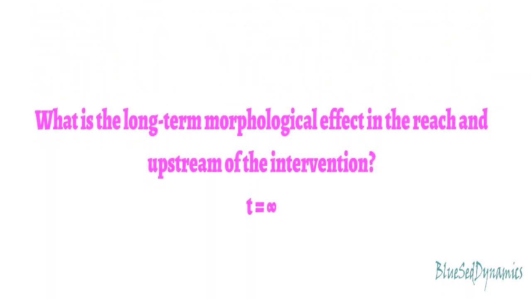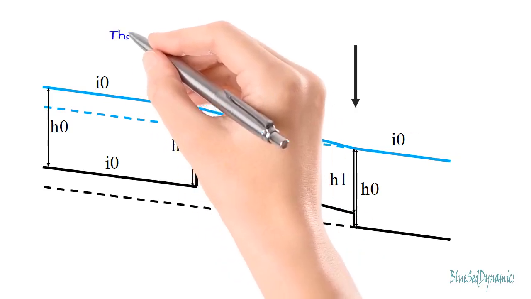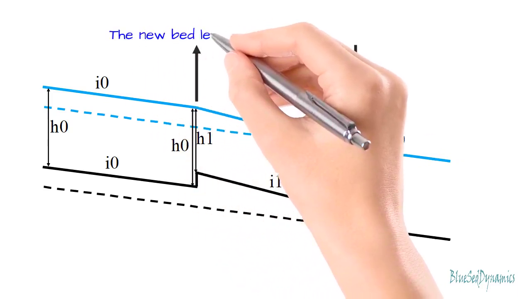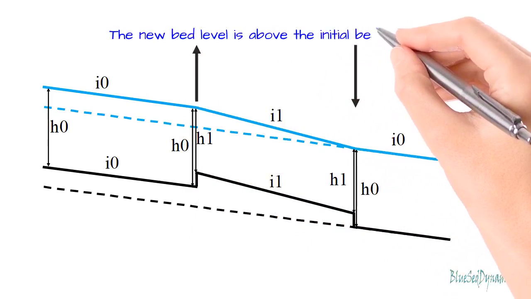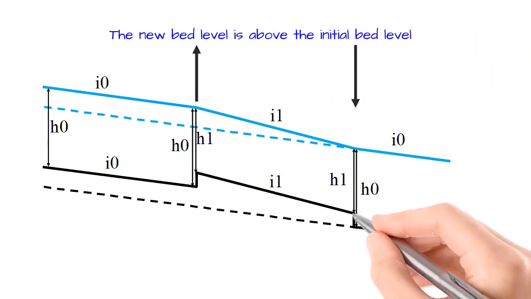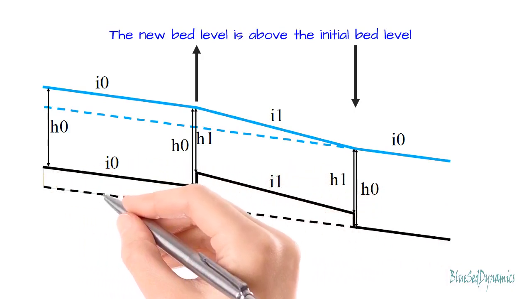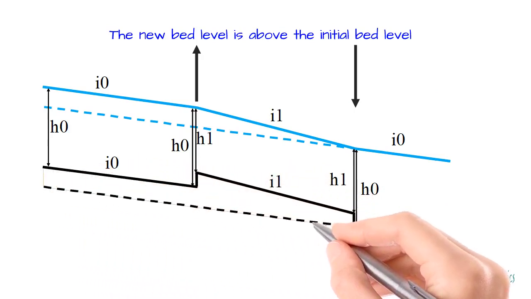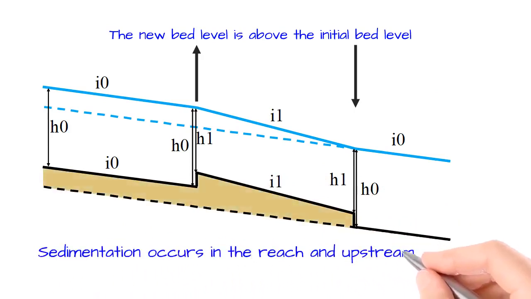What is the long-term morphological effect in the reach and upstream of the intervention? Time tends to infinity. The new bed level is above the initial bed level. Sedimentation occurs in the reach and upstream of the intervention.